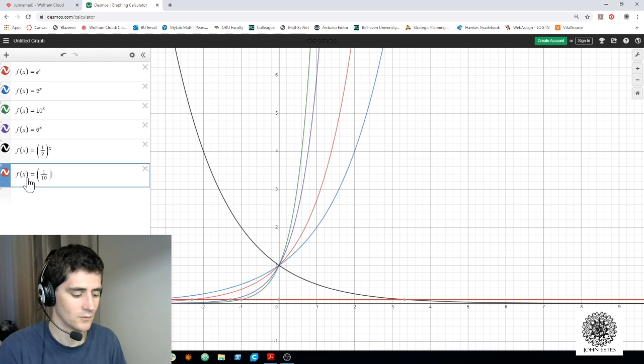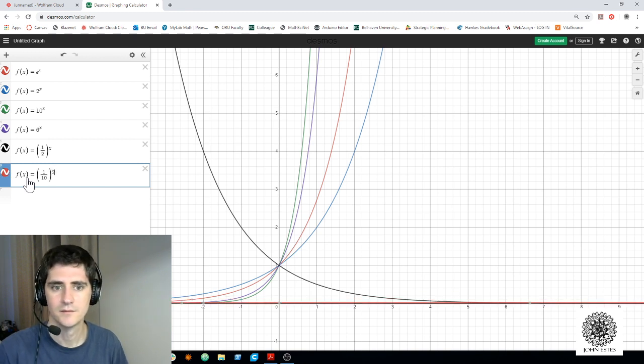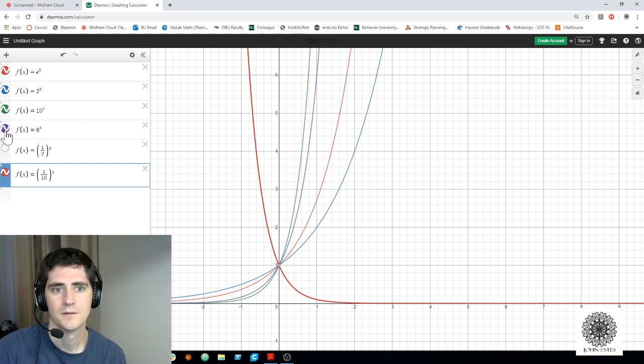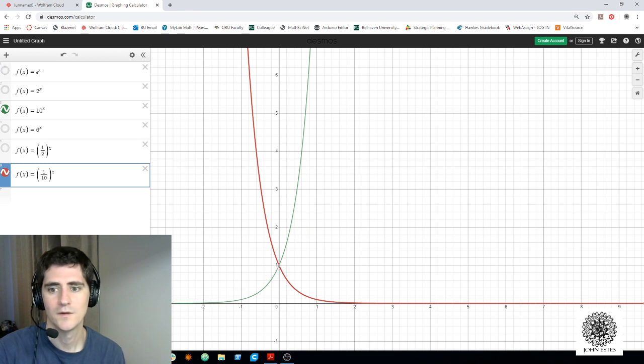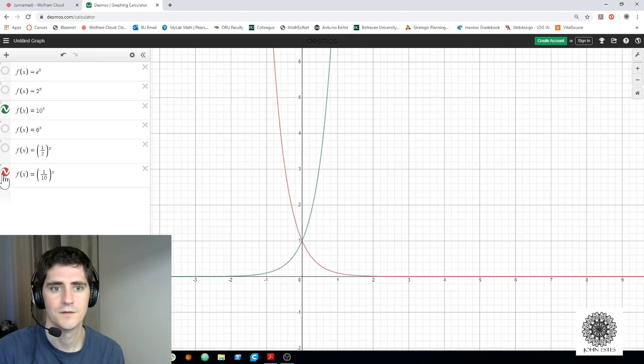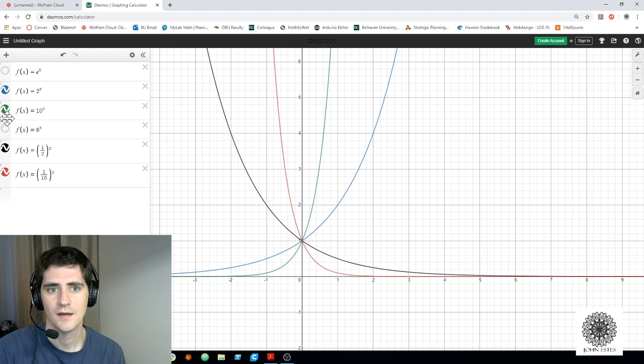So something below 1 but greater than 0, oops, not squared, x. That would be this red graph. Now watch, let me turn off all the exponentials except 10 to the x and 1/10 of the x. Look at that, they're symmetrical. They have a symmetry to them. We could do the same with 1 half x and 2 to the x, right?